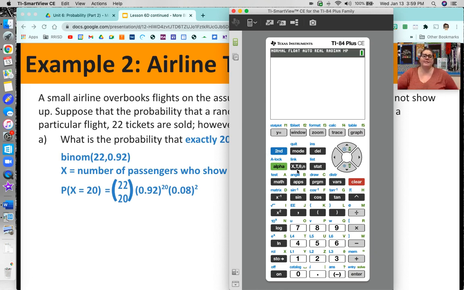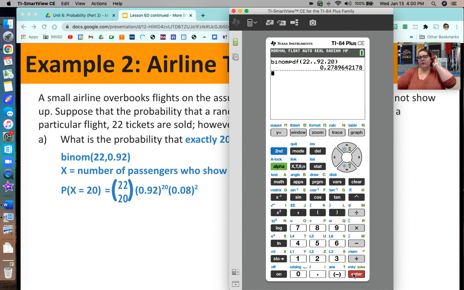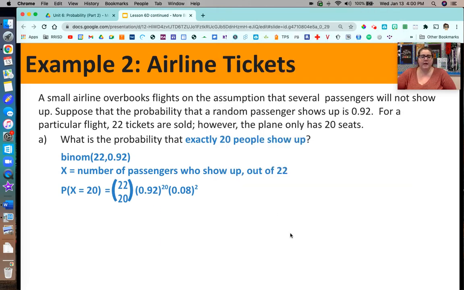So I'm going to do second vars. I'm going to scroll up until I get to binom PDF. I have 22 trials, probability of success is 0.92, and I want the X value to be 20. Then paste and enter, and that's my probability. 0.279 would be the probability of exactly 20 people showing up. So there's about a 28% chance that exactly 20 people will show up.